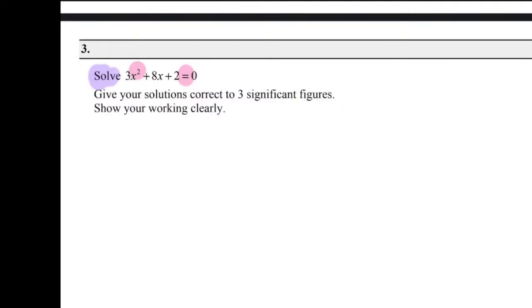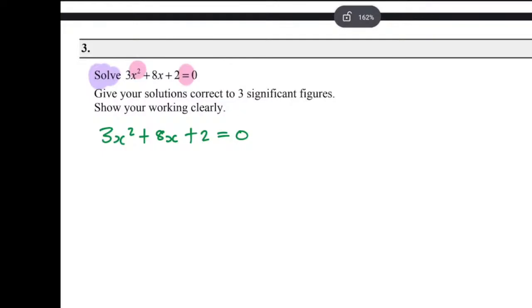Quadratic equations, I don't care who is in them. You solve them by factorizing. So you're going to write 3x squared plus 8x plus 2 is equal to 0. Now, the only way we're going to start factorizing is because we have it equal to 0 already. So here now, let's continue. We want to now factorize this.